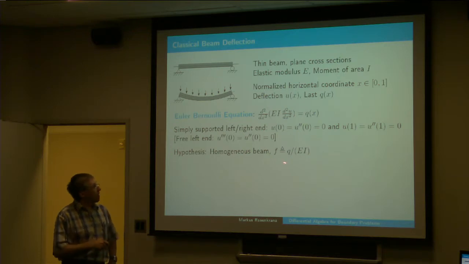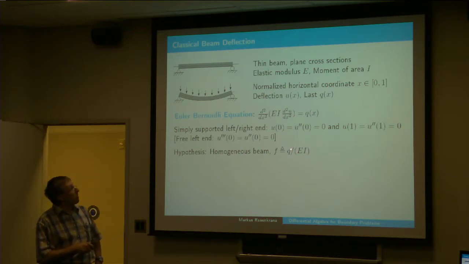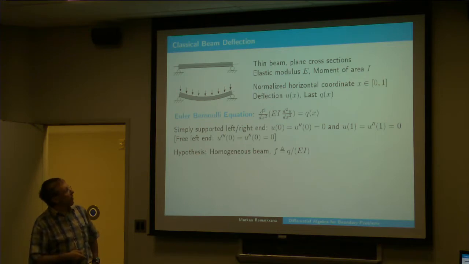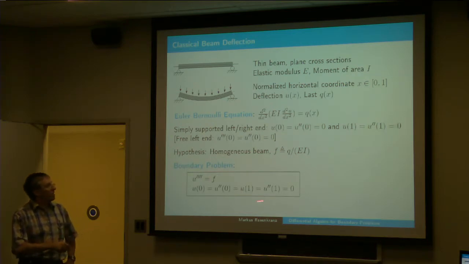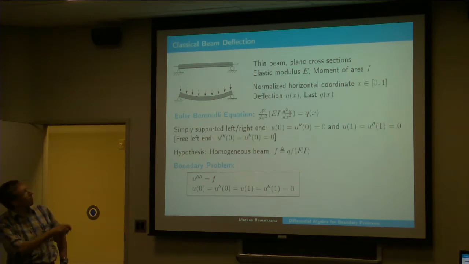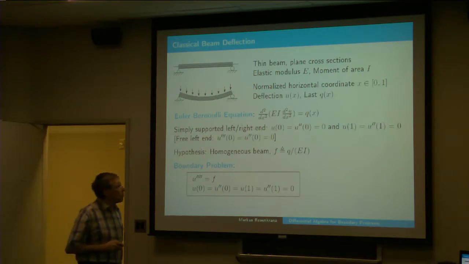And now, just to make things simple, I'm assuming also that the beam is homogeneous, so that I can pull out this E and I out of this derivative here, and then I just multiply it or divide it into the right-hand side, and I write then the resulting forcing function as f. So what I get is this kind of boundary problem. Fourth derivative of u, of the deflection, is equal to the given forcing function with these boundary conditions. And of course, you can use different boundary conditions if you describe a different scenario here.